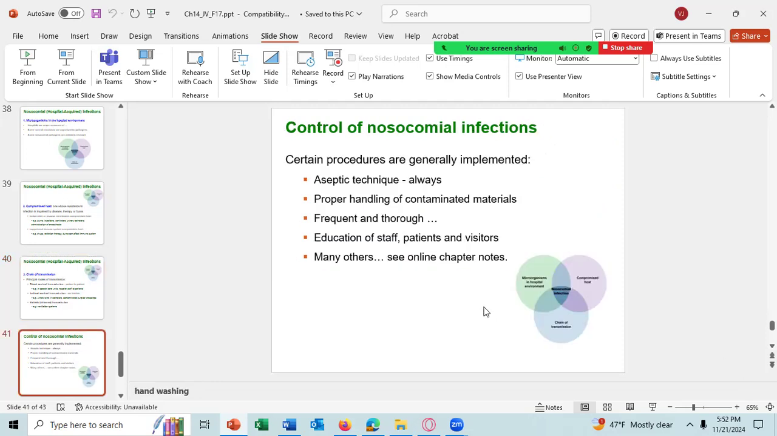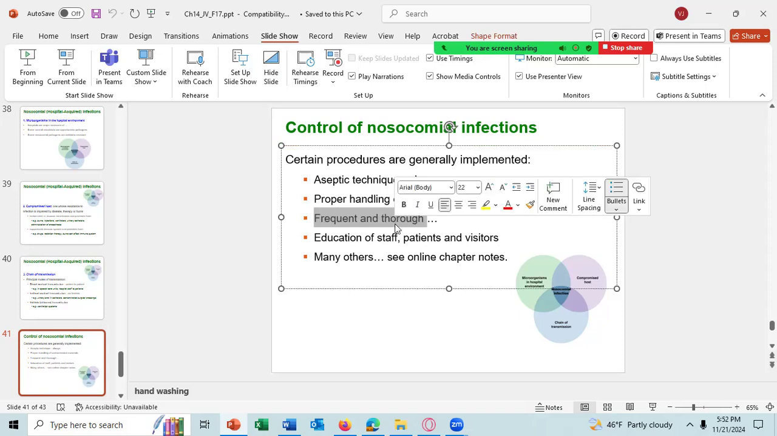All right, how do you control nosocomial infections? There are certain procedures that are generally implemented to control nosocomial infections. First, you've learned aseptic technique now in microbiology. When you're in the healthcare facility, always use aseptic technique, and you will decrease the spread of nosocomial infections. You should properly handle contaminated materials. You should have frequent and thorough hand washing. This alone, frequent and thorough hand washing, has been shown to decrease nosocomial infection by about 50%.